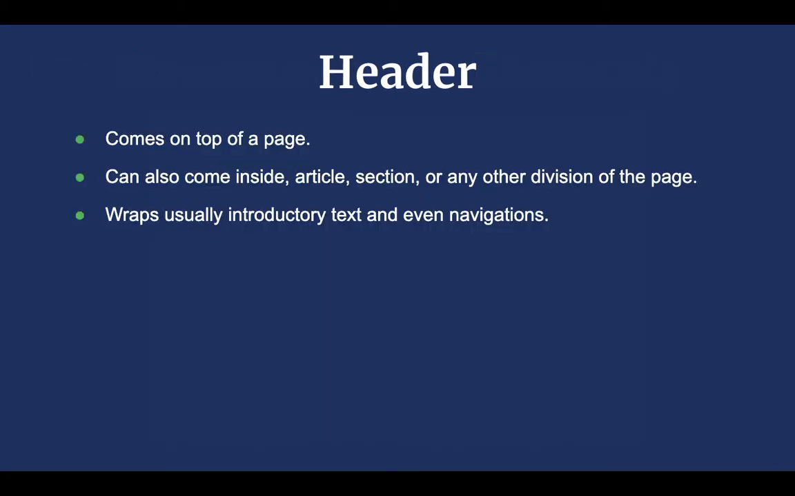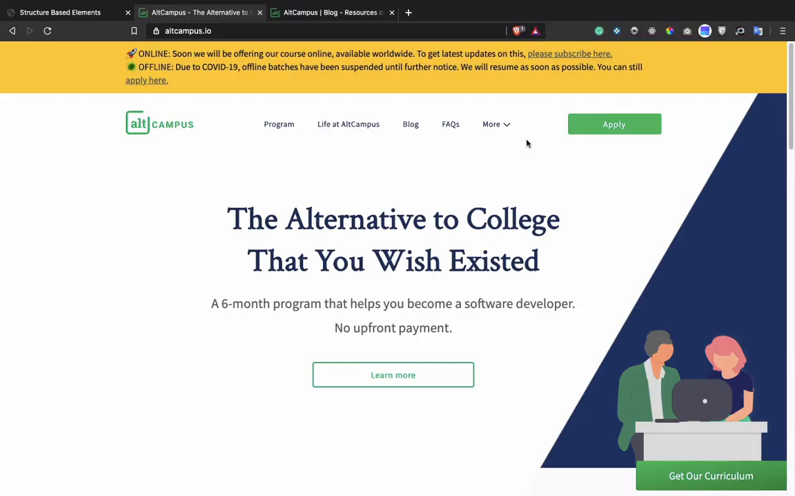Header. Header usually comes on top of a page or inside an article, section, or any other division of a page. Generally, heading, introductory text, and even navigation are wrapped inside the header elements. For example, this is the home page of all campus, and this is the header of this page, which is wrapping logo and different navigational links inside it.